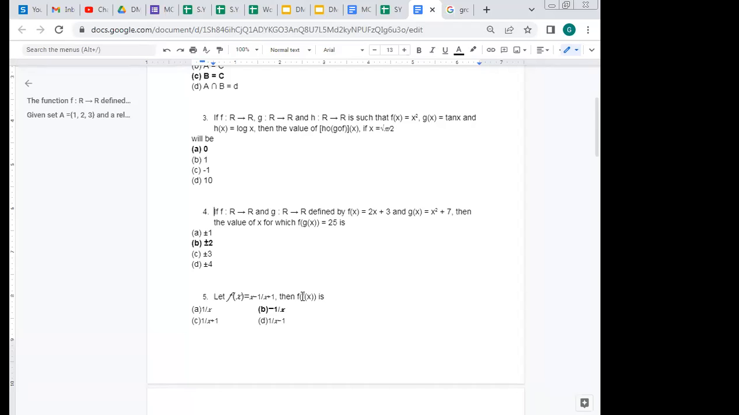Yes. How does it become? 2x square plus 14 plus 3 equal to 25. Then 2x square plus 17 equal to 25, 2x square equal to 8 and x square equal to 4. So the value of x is plus or minus 2. Shall we go for the next question?